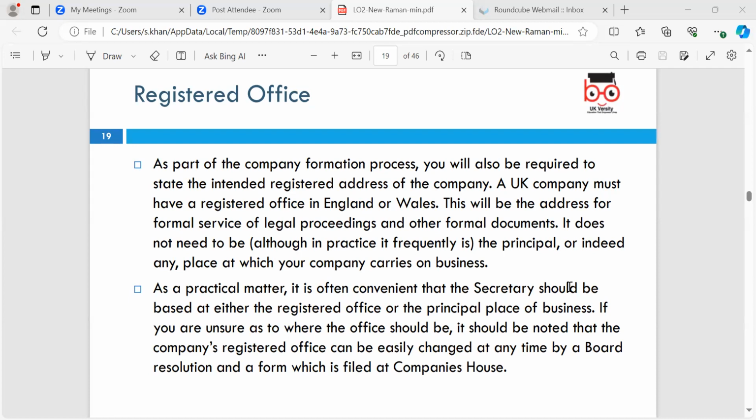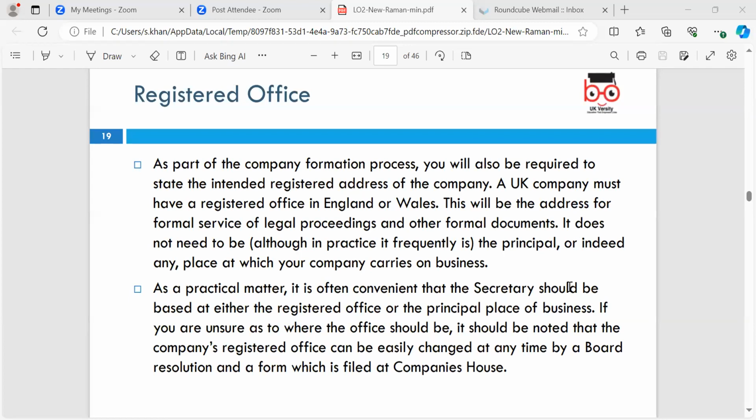Yep. Registered office. As part of the company formation process, you will also be required to state the intended registered address of the company. A UK company must have a registered office in England or Wales. This will be the address for the formal service of legal proceedings and other formal documents. It does not need to be the principal or indeed any place at which the company carries on business.